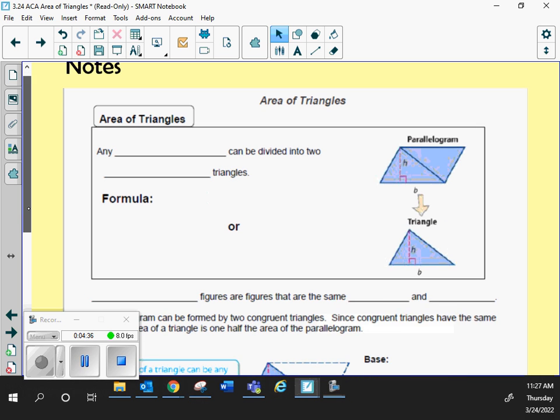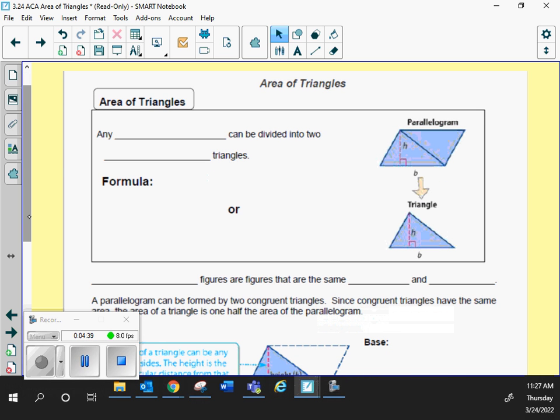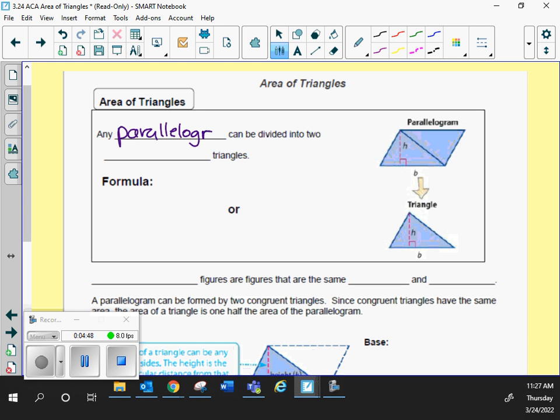Here we go. All right, looking at the area of triangles: any blank can be divided into 2 blank triangles. Any parallelogram, rectangles are included in that, can be divided into 2 what kind of triangles? I showed you 2 examples. Those triangles, were they smaller and bigger than each other, or were they exactly the same? They were exactly the same. Two congruent triangles, because that's the math word for equal.